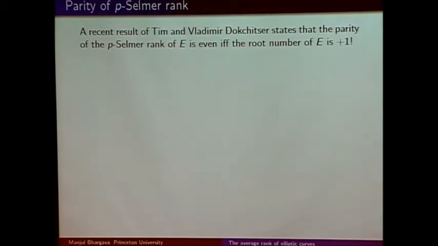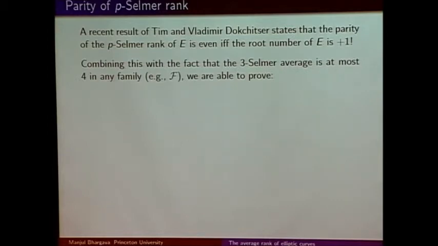But there is this amazing recent result, which came just in time, by the Dokchitser brothers, Tim and Vladimir, that states that the parity of the p-Selmer rank of E does actually always agree with the root number. So the parity of the p-Selmer rank of E is even exactly when the root number is 1, and it's odd exactly when the root number is minus 1. And so you can see how that's useful, because now it tells us, when we were talking about these powers of 3 that are averaging to 4, in this family, we know that the odd powers of 3 and the even powers of 3 have to occur equally often in this family.